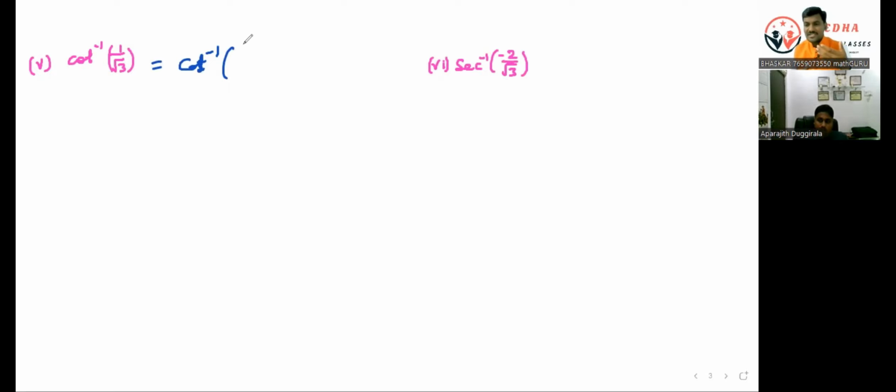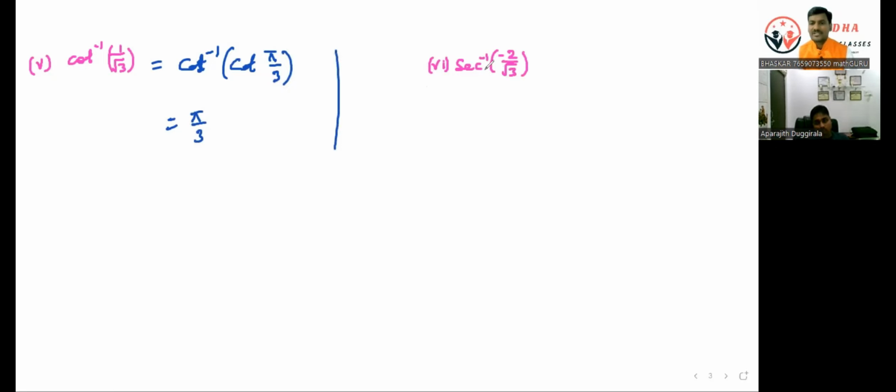If we take cos 60 is 1 by 2, sine 60 is root 3 by 2. 2 gets cancelled, so we get 1 by root 3. So that means cot 60. 60 means pi by 3. Cot inverse gets cancelled. So we get pi by 3. We get pi by 3 as the answer.